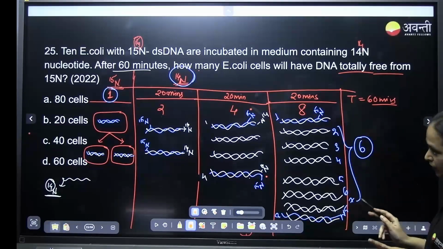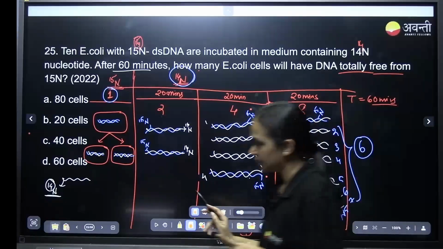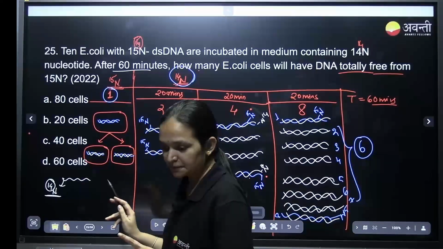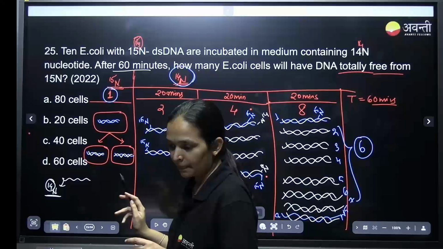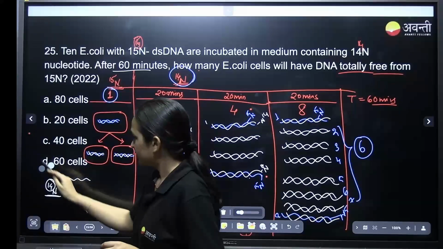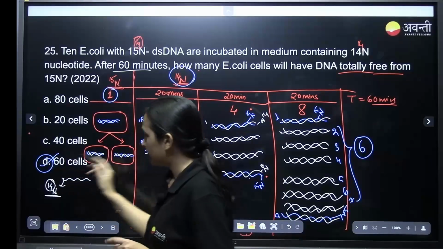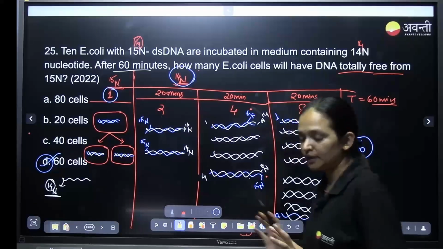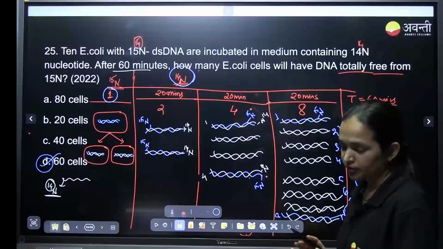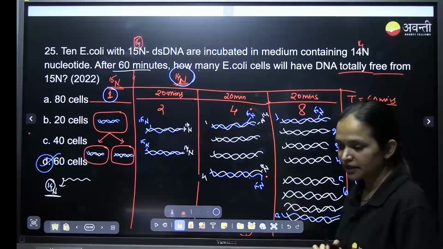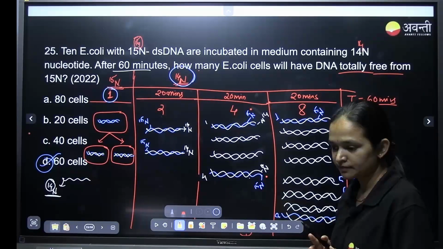So what is the answer? The answer is 60. 60 cells will have the normal N14. 20 will have heavy isotope. Understood? Yes.